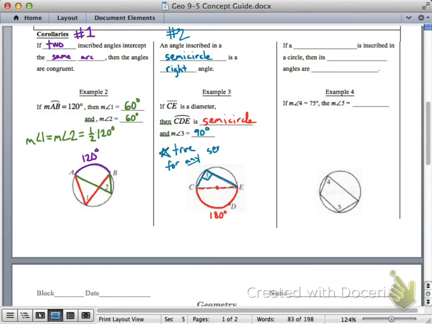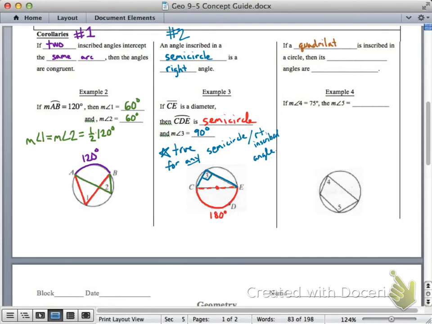So that's true for any semicircle with a right inscribed angle. Anytime you have a right angle inscribed in a circle, it intercepts the circle at the diameter and creates a semicircle. So right angles, diameters, and semicircles all go together with respect to a circle.